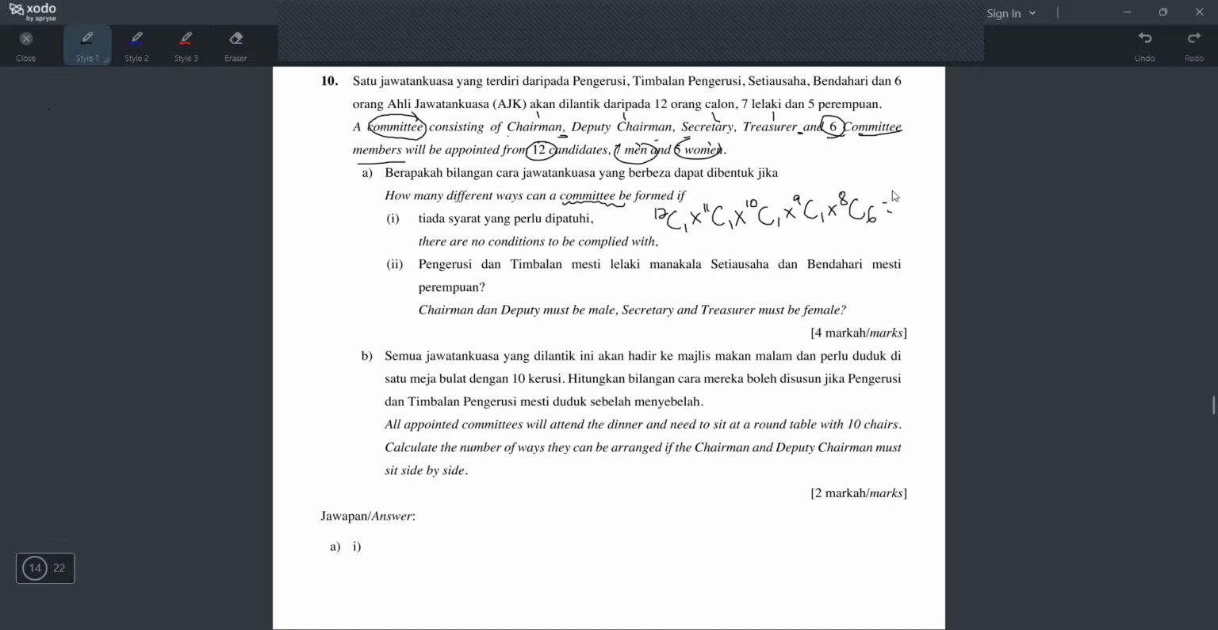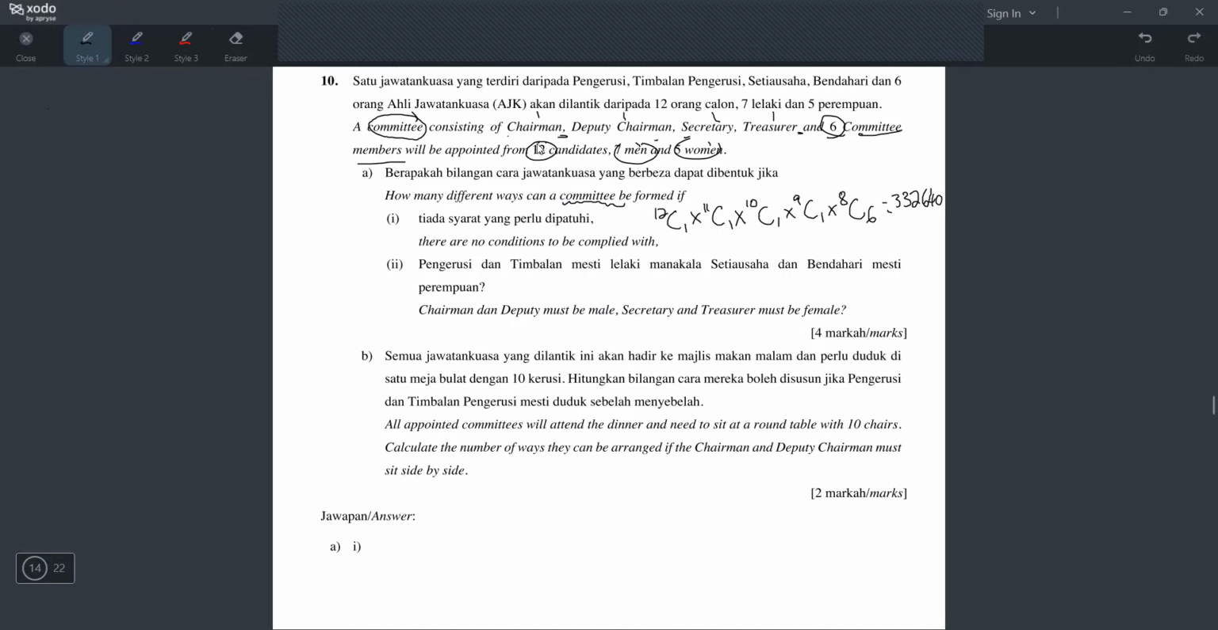332640. So this is the number of ways the committee can be formed if there is no condition. Okay, second question. Chairman and deputy must be male. Secretary and treasurer must be female. So how do we do the second question? I'll just write here.